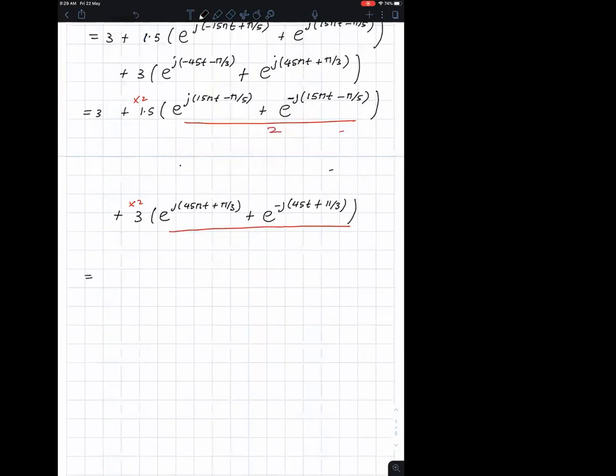So therefore this becomes 3, 1.5 times 2 becomes 3. And then this whole thing here is cosine 15 pi t minus pi over 5. In order for you to do that, you have to ensure that it's in the proper format. Inside here, both of them should be the same. Only the sign outside here is different and should be divided by 2. Then you can write this as cosine 15 pi t minus pi over 5.